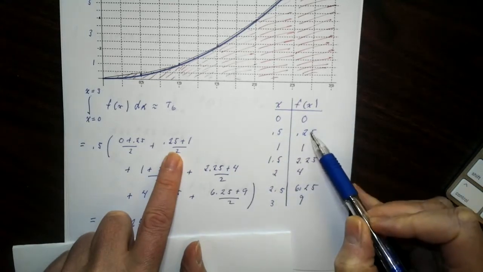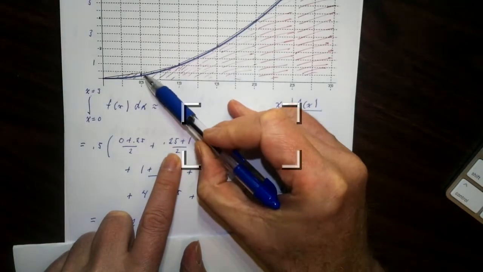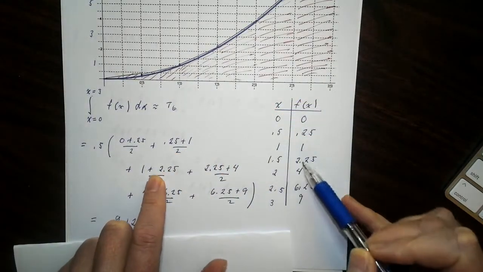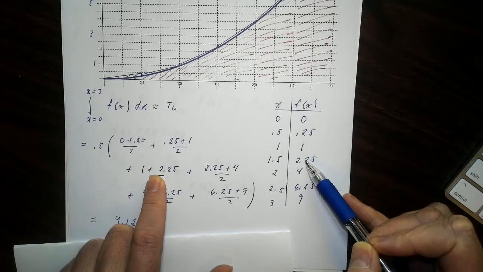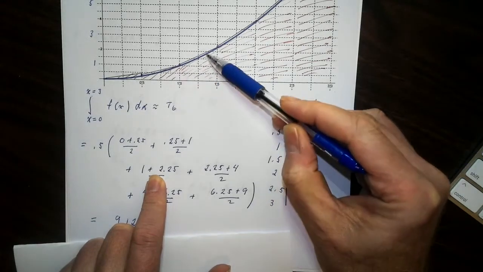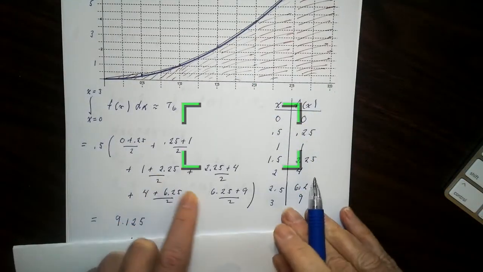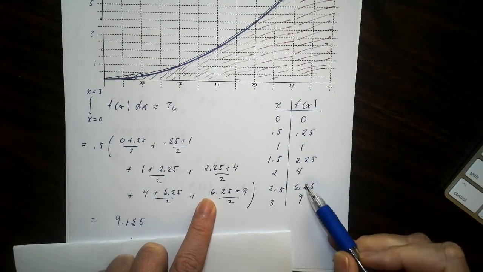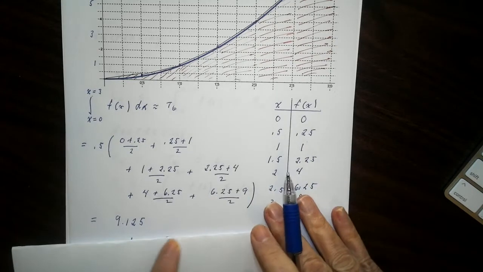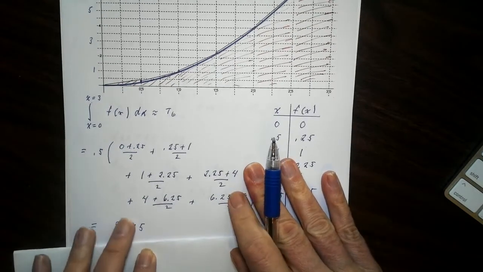Then I'm going to take the next pair of heights, 0.25 and 1, and average them. So that's that plus that averaged. Then 1 and 2.25, I average those, so that would be that height of 1 plus this height of 2.25 averaged, and so on and so forth. The last height would be 6.25 and 9 averaged. And when I compute that whole quantity, I get 9.125.